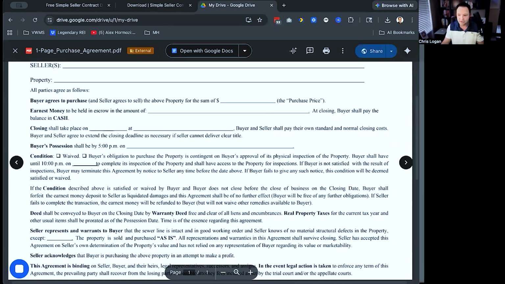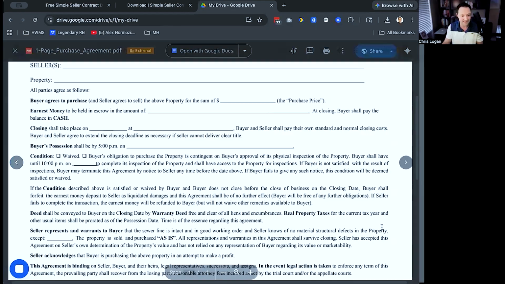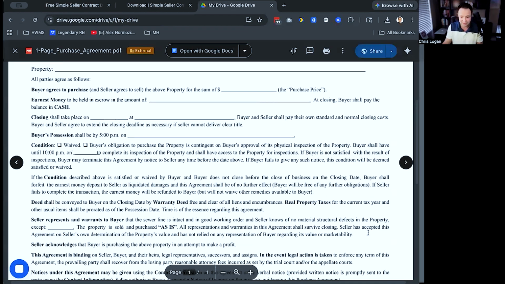Now, let's go to the as is clause. The property is being sold as is, okay? Seller represents and warrants to buyer that the sewer line is intact and in good working order, and seller knows of no material structural defects in the property except blank. The property is sold and purchased as is. All representations and warranties in this agreement shall survive at closing. Seller has accepted this agreement on seller's own determination of the property's value and has not relied on any representation of buyer regarding its value or marketability.